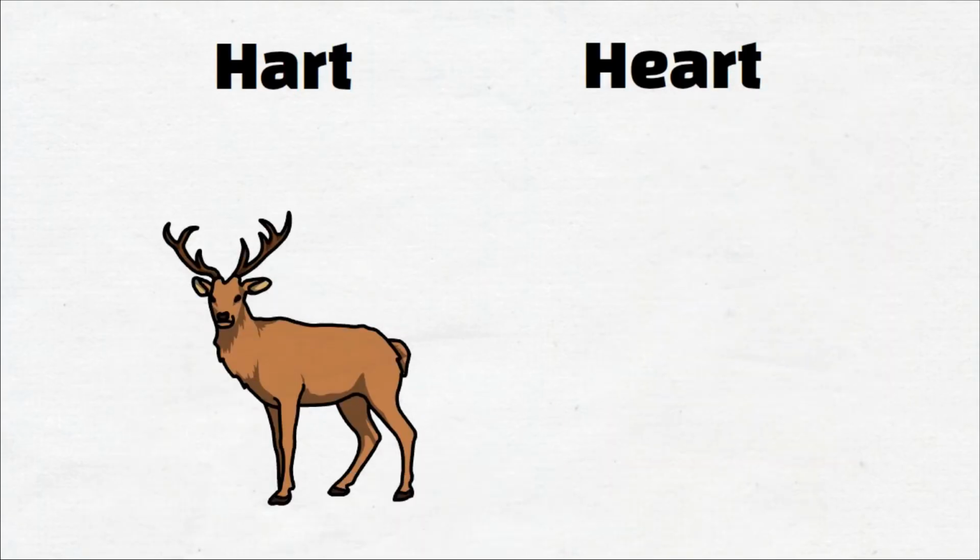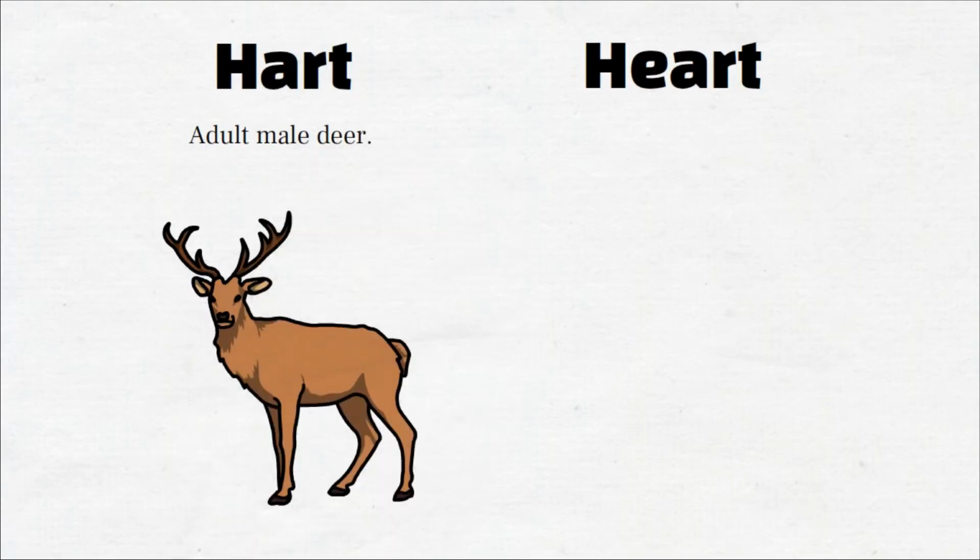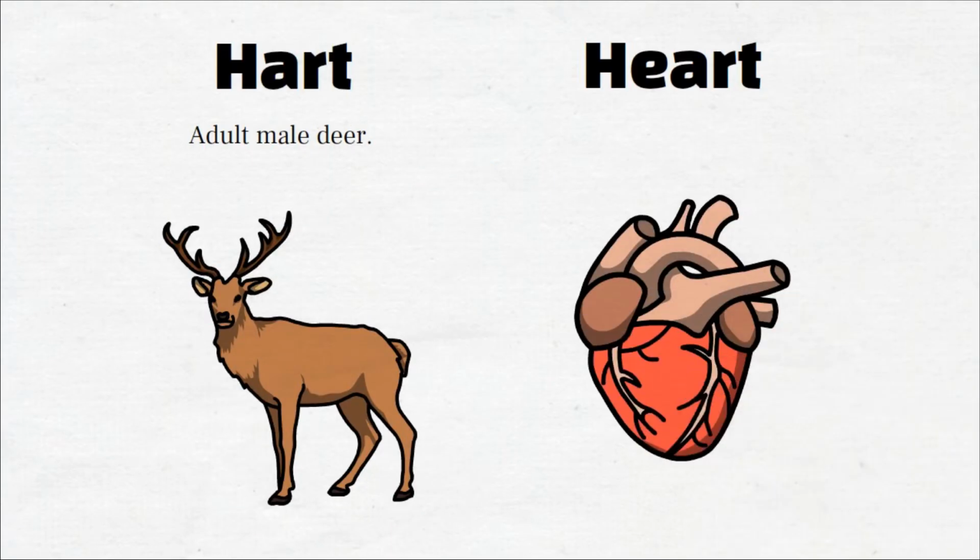Heart. The first is an adult male deer. The second is an organ.